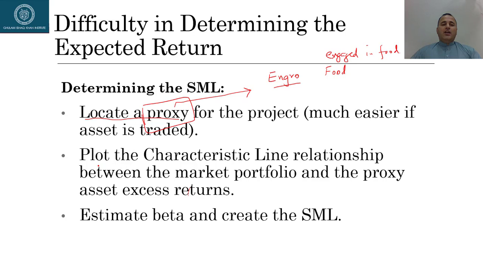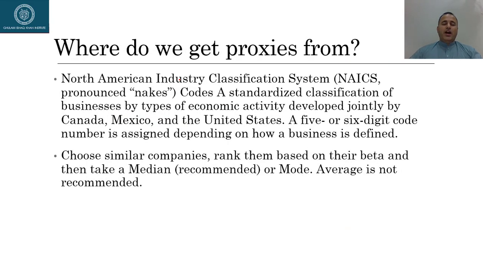The second step is, of course, to plot the characteristic line relationship between the market portfolio and the proxy asset excess return, and then estimate beta and create the security market line, SML. I'll show you on the next slide. But before showing you the graph, where do you get these proxies from? This is a very, very interesting question. Where are we getting these proxies from?